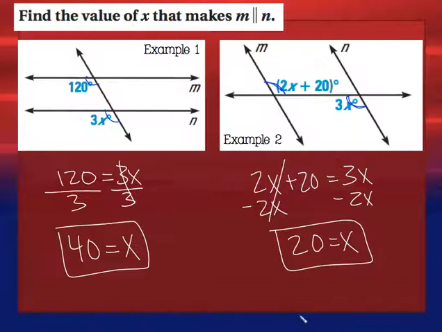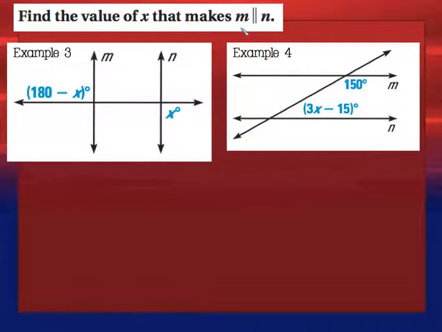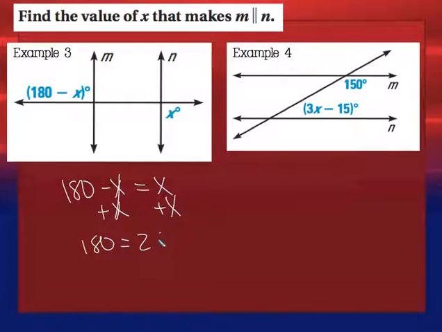Now if you want to pause it here and try the other six, you can, or you can wait and see these two examples. These are alternate exterior angles, which are also congruent if the lines are parallel. So set them equal, add x, you get 180 equals 2x. Divide both sides by 2 and you get x is 90.